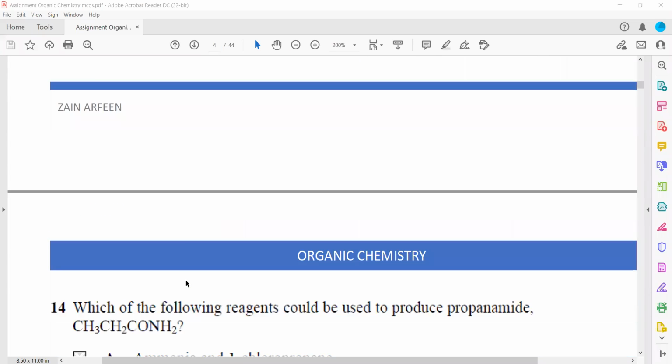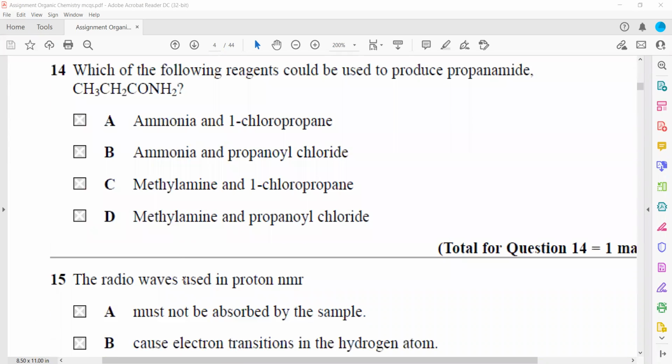Then another question. Which of the following reagents could be used to produce propanamide? So we want to produce propanamide. This is the product, this is propanamide. So what should we use? If we have propanoyl chloride, which means CH3, CH2, C double bonded with O and Cl. That's propanoyl chloride, and it reacts with ammonia.